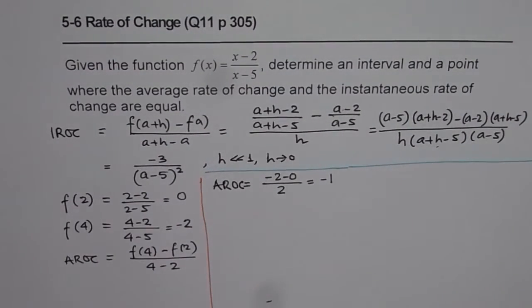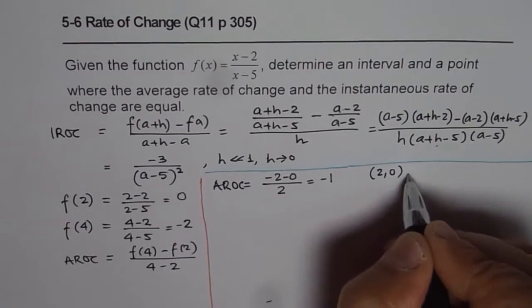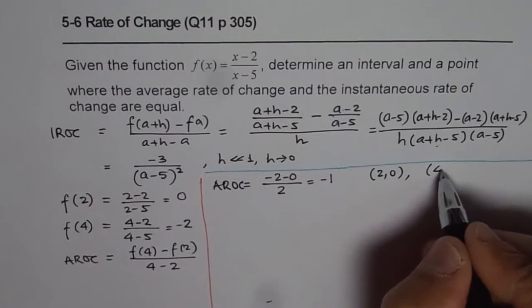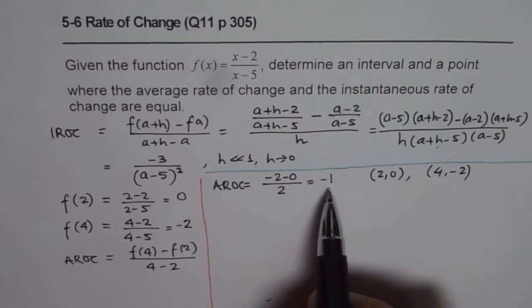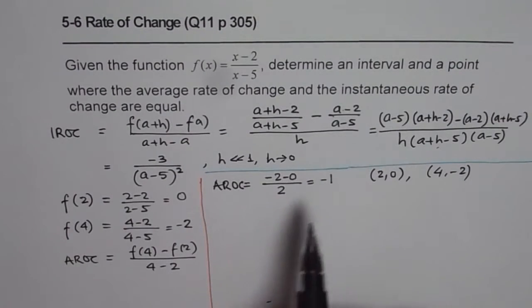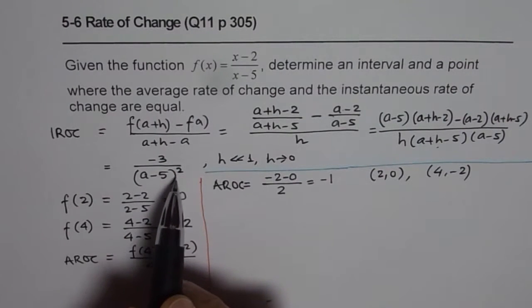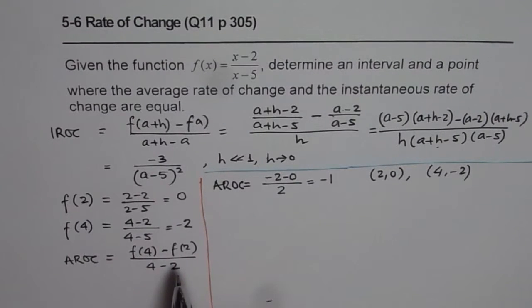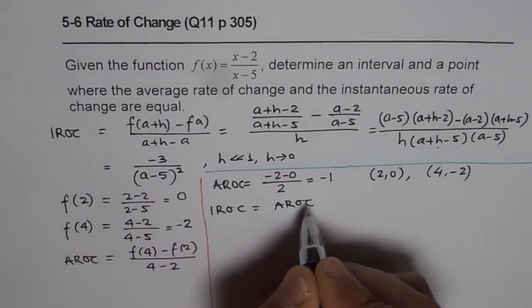So now we know that the average rate of change between the 2 points selected, and the 2 points for us are 2, 0, which is the x-intercept, and the other point is 4, minus 2, there the average rate of change is minus 1. Now we need a point on the graph of this function where instantaneous rate of change is minus 1, right? Now we know general expression is minus 3 over a minus 5 whole square. So we can equate these and then find, right? So we need instantaneous rate of change equals to average rate of change. This is what we need, correct?